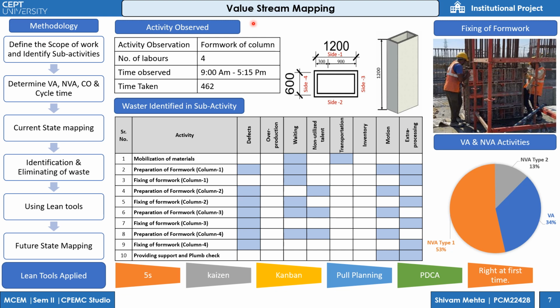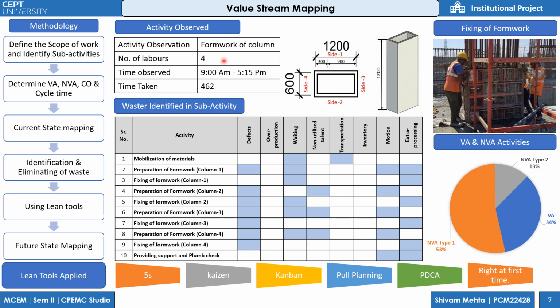We'll go through VSM, value stream mapping. It is a lean tool which is used to maximize the value and minimize the waste in each activity. The methodology is: first define the scope of work and identify sub-activities, then determine value added time, non-value added time, changeover time and cycle time, then prepare the current state mapping, then identify and eliminate waste, then use lean tools, and then prepare the future state mapping.